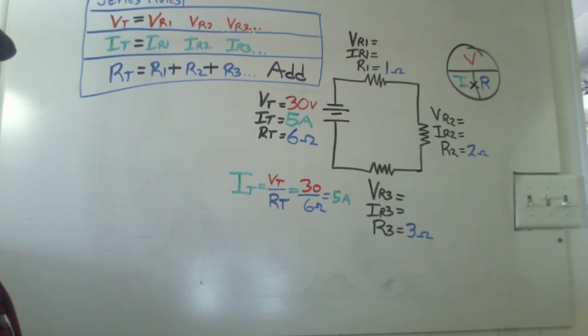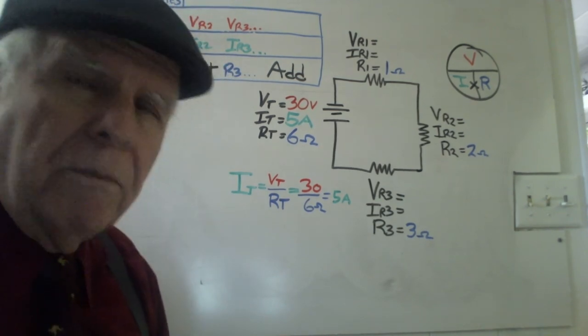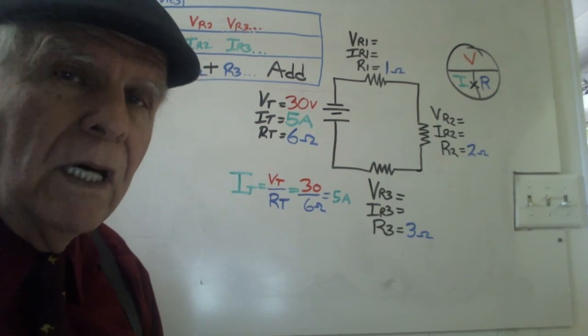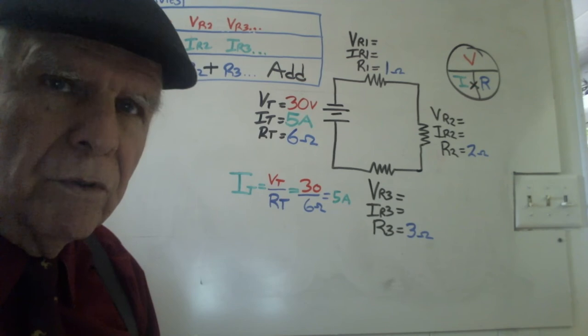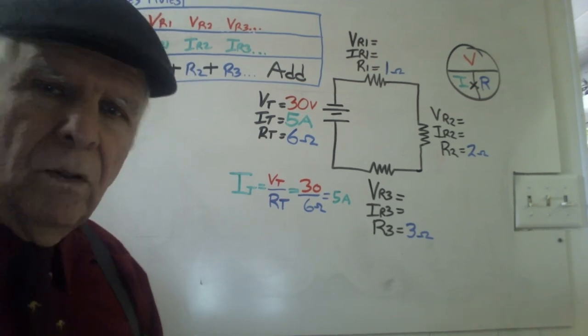Okay, I have 5 amps flowing through the battery. That means that I have 5 amps leaving the battery, and I have 5 amps coming back into the battery because current flows through the battery.